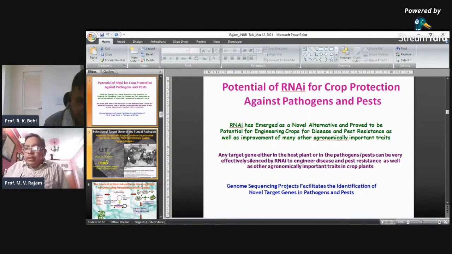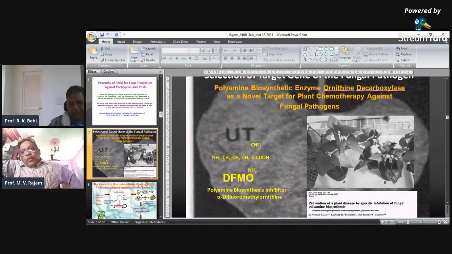When we initiated this work in 2005, we had very few such important targets for RNAi. But now, since we have complete genome sequences of different organisms, including plants and fungal pathogens, identification of a novel target gene for RNAi is not at all a problem. So you have a wealth of targets for the control of fungal pathogens by using the RNAi approach. Next, please. Selection of a target gene from a fungal pathogen.